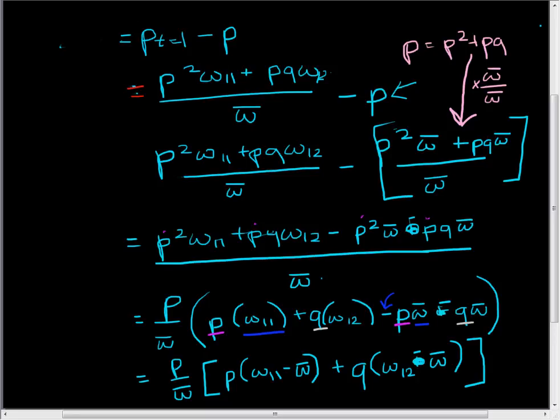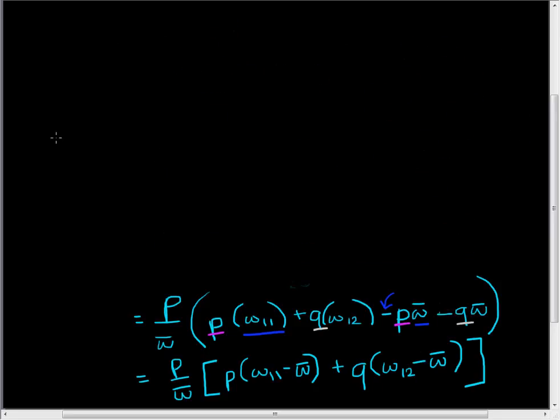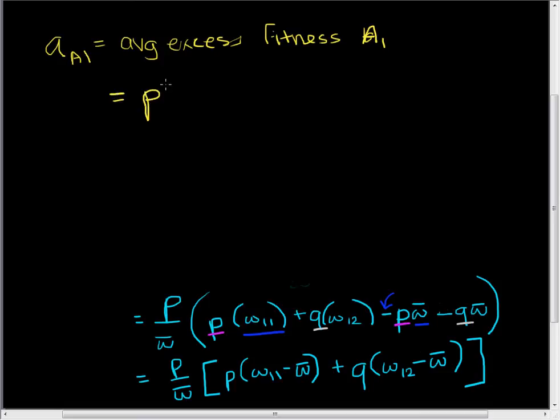This equation is actually pretty much the average excess of fitness equation right here. So the average excess of fitness equation is looking at what's in those brackets. So we're going to say that the average excess of fitness for allele A1 we're going to set equal to that bracketed term. So that's just going to be equal to P times omega 1-1 minus average omega for the population plus Q times omega 1-2 minus the average omega for the population.